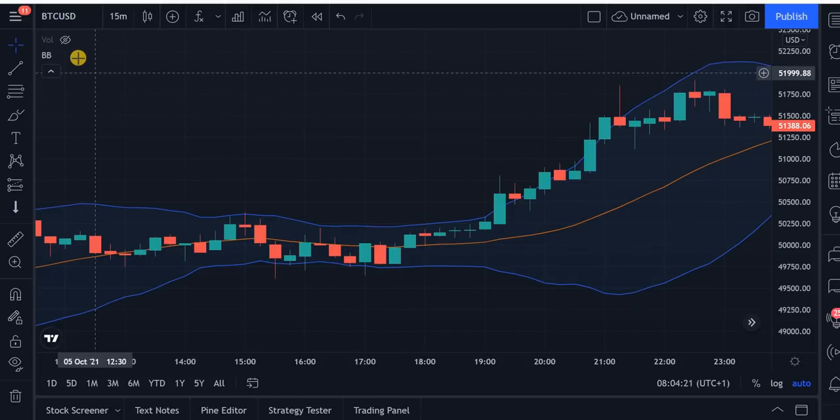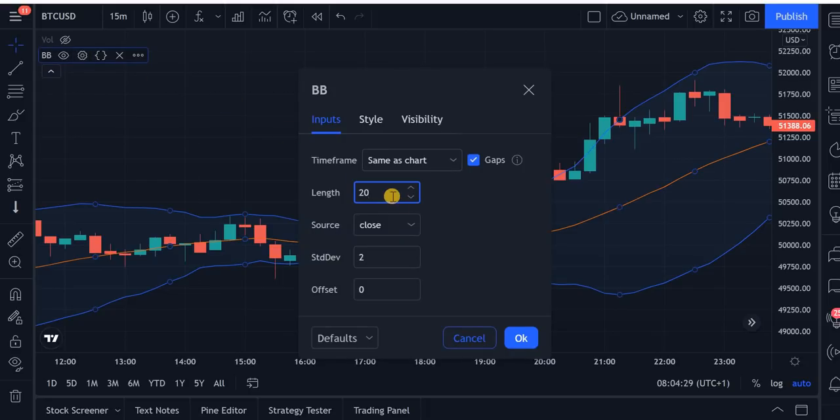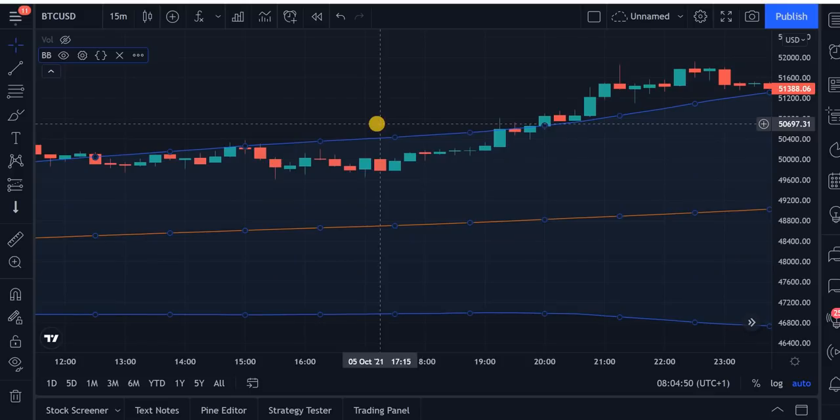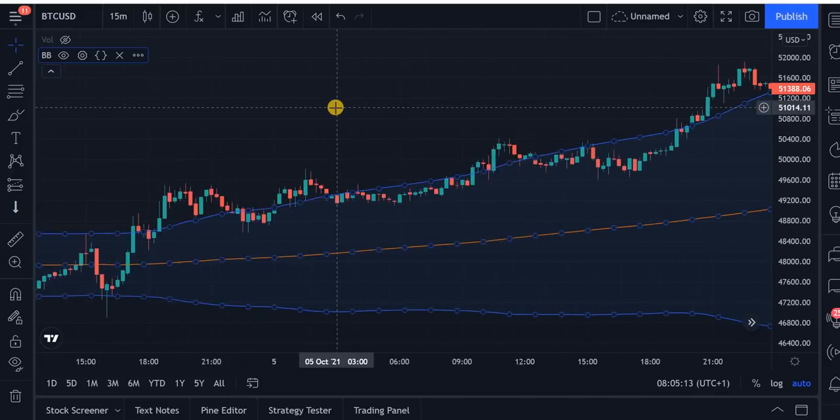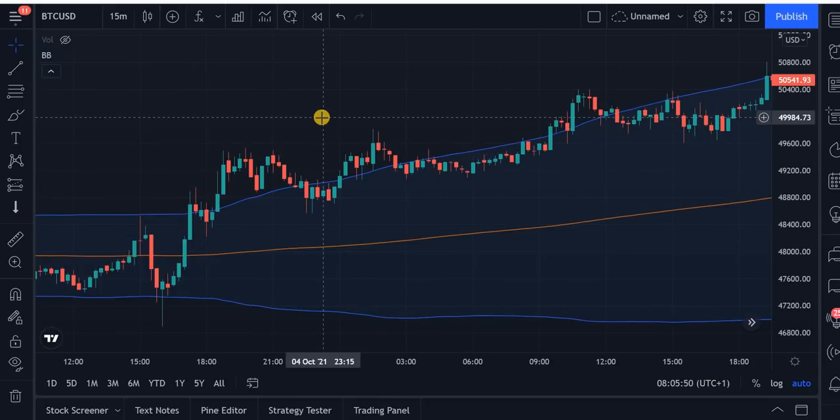I would have to change this from 20 to 200. I will click on OK. As you can see, the Bollinger Band has changed. So if I zoom out, this is how the Bollinger Band looks right now. And I am going to show you my exact strategy on how I use this Bollinger Band with a trend-based Fibonacci extension. The next step would be to go over to this left bar right here.